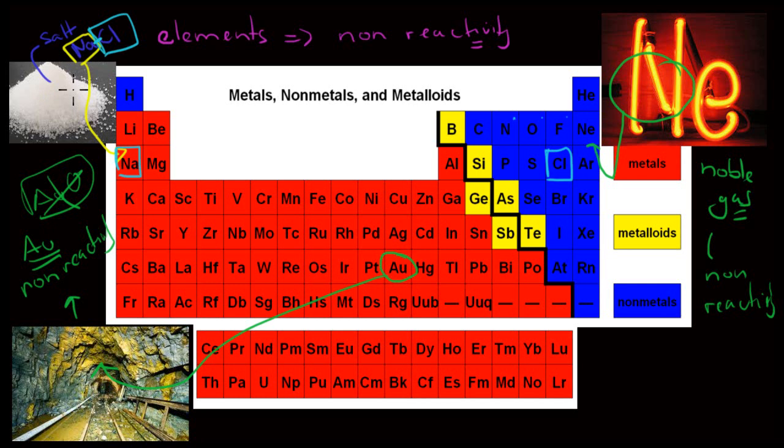So realize that some elements are more likely to be found by themselves because they're non-reactive, such as noble gases and some metals, whereas other elements, especially your nonmetals, your halogens, and your group 1 metals, they tend to be found combined with something, because they're quite reactive.